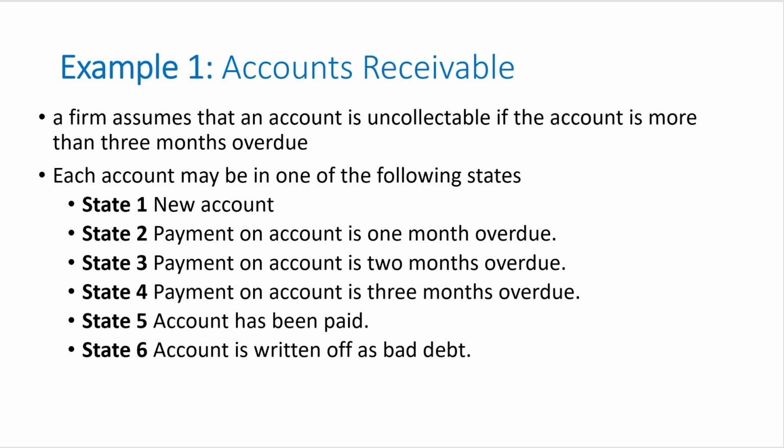This is a discrete time stochastic process. Markov chains that we are studying are discrete time. So the time here is in months. State 2 is 1 month overdue, state 3 is 2 months overdue, and state 4 is 3 months overdue. So if they don't pay it off the next month, it's going to be categorized as bad debt, which is not collectible. So I have 6 states.